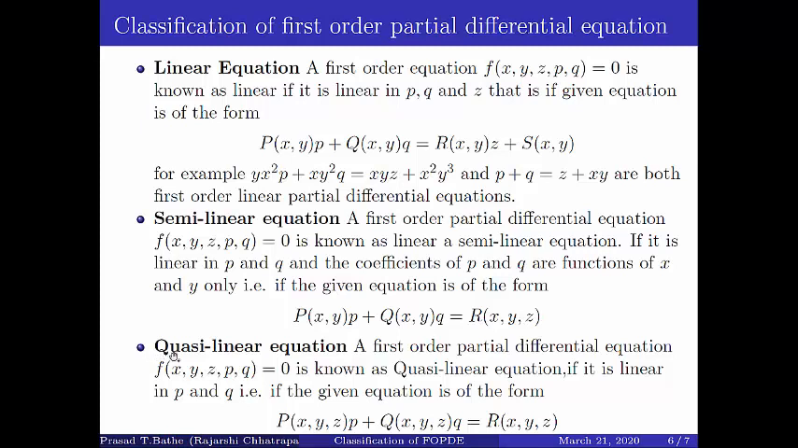Let us talk about the quasi-linear equation. A first order partial differential equation f(x, y, z, p, q) = 0 is known as a quasi-linear equation if it is linear in p and q, that is, if the given equation is of the form P(x, y, z) p + Q(x, y, z) q = R(x, y, z).